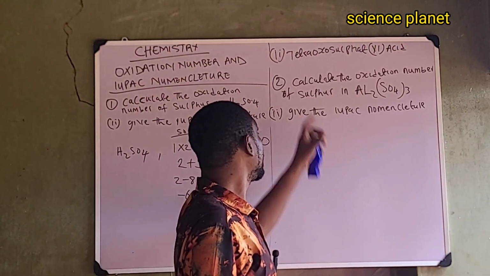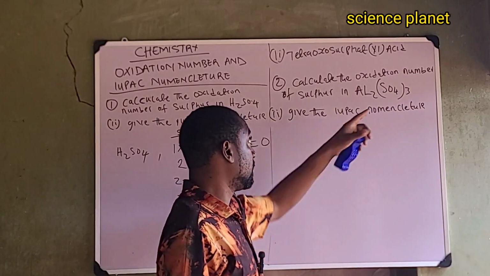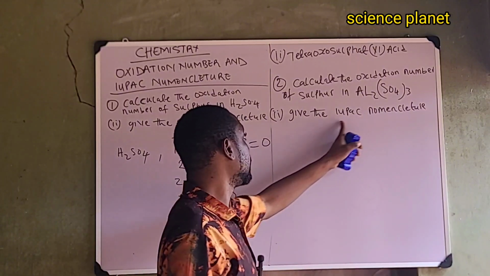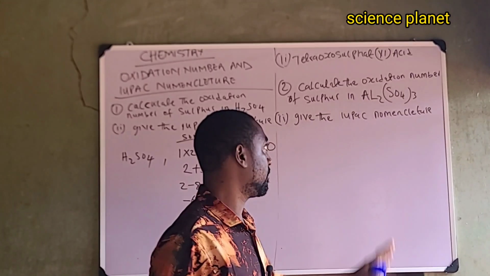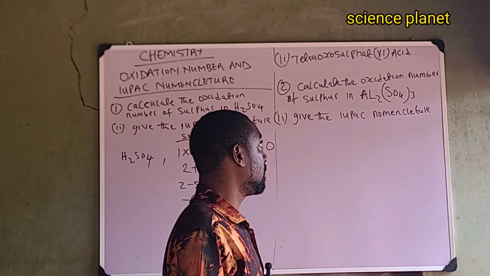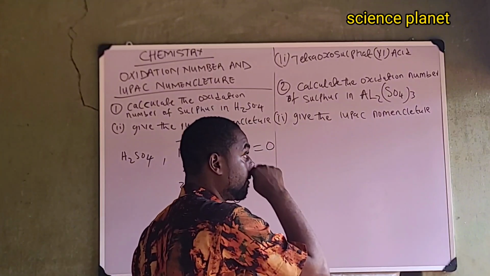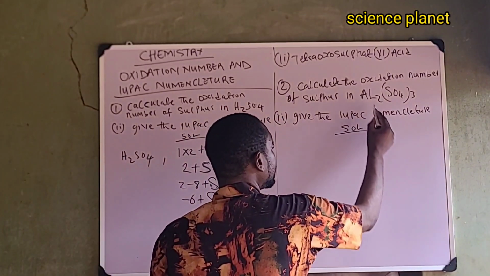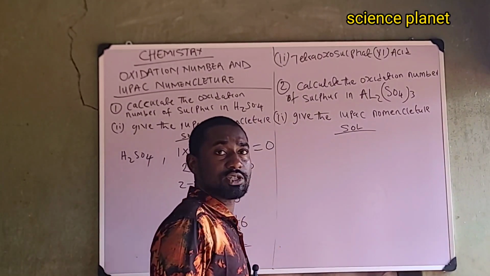So here we are asked to calculate the oxidation number of sulfur in Al2(SO4)3 and to give the IUPAC nomenclature. Very simple. Remember, for us to calculate the oxidation number, we need to know the individual oxidation number of the elements in this compound. So let's go. Solution. What is the oxidation number of aluminium?